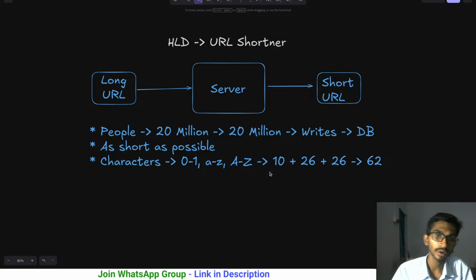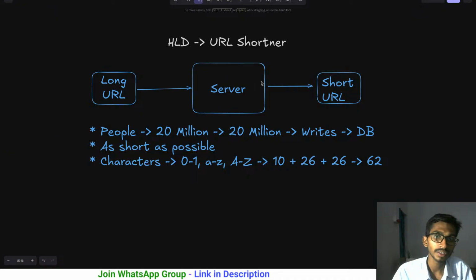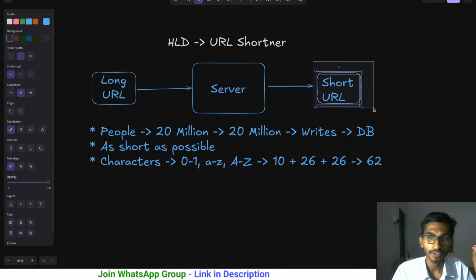So what is going to be the overall flow? The overall flow is pretty simple. The user is just going to give me the long URL. I will give it to my server. My server will do whatever it has to do. It will simply create a short URL and give me the short URL.